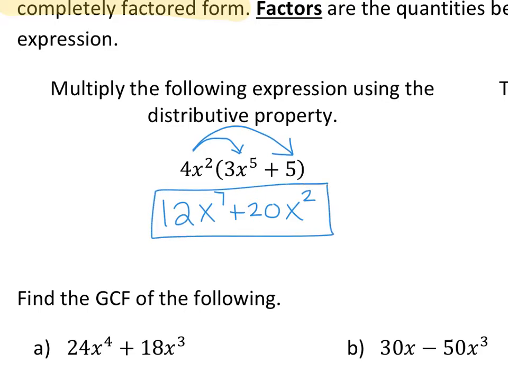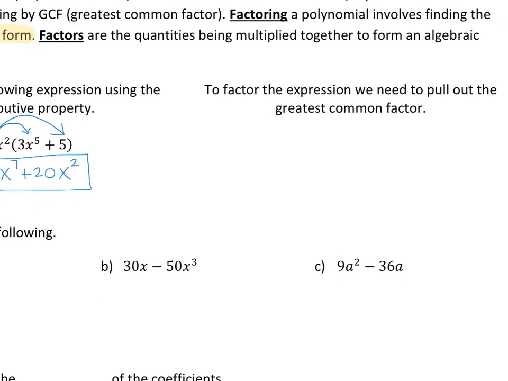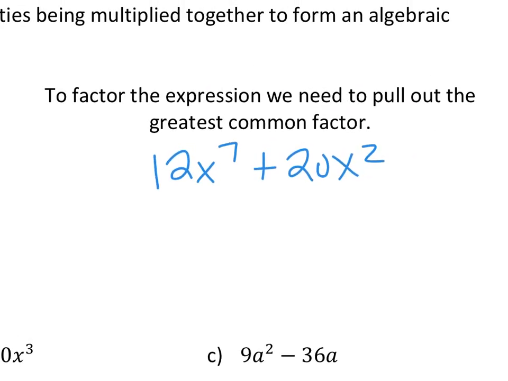So that's what we have already learned. Using that answer of 12x to the 7th plus 20x squared, let's talk about factoring. Now we know what the answer is going to be because we just moved forward from it, but now we're going to go backwards and pretend we don't know what the answer is. So we need to find the greatest common factor.